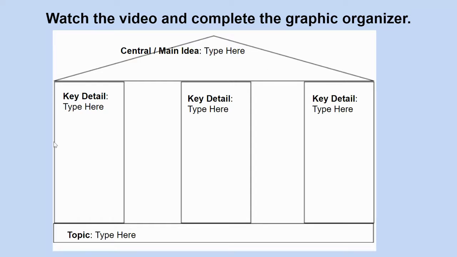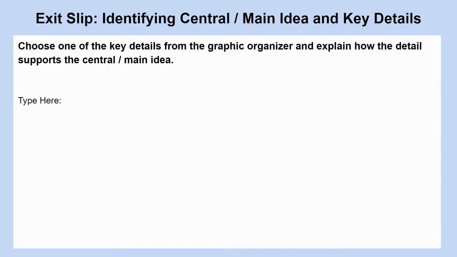These three details are examples that show us someone specifically was inspired to create a work of art. So you're going to pick one specific detail and explain how it supports our central or our main idea.